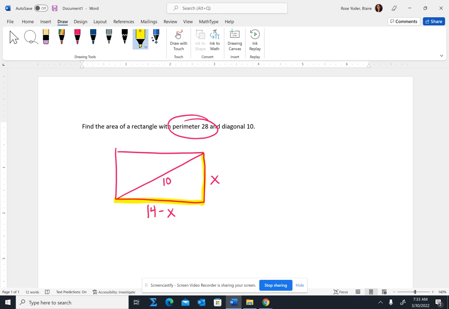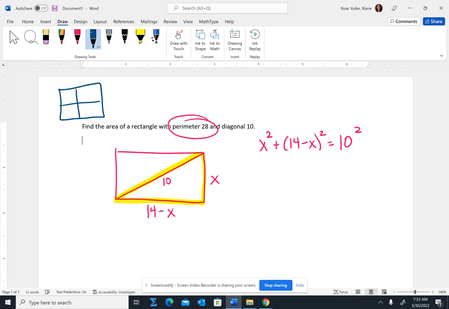So at this point, I have a right triangle. So I can do the Pythagorean theorem. I have to go x squared plus (14 minus x) squared equals 10 squared. One of the challenges with this problem is how to square 14 minus x. So remember that that actually means 14 minus x times 14 minus x.